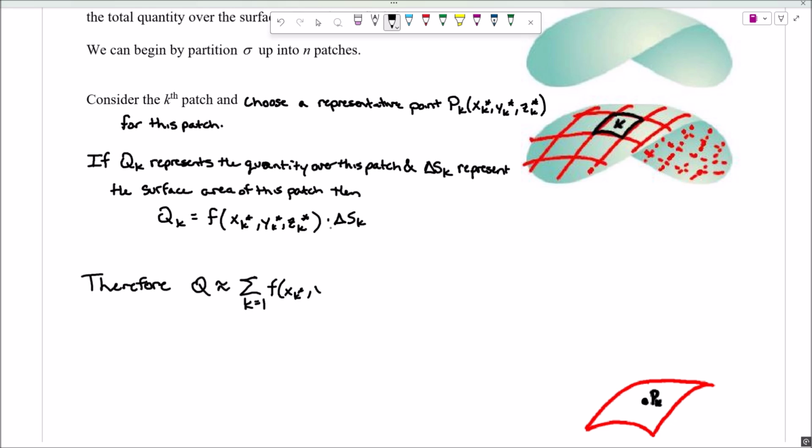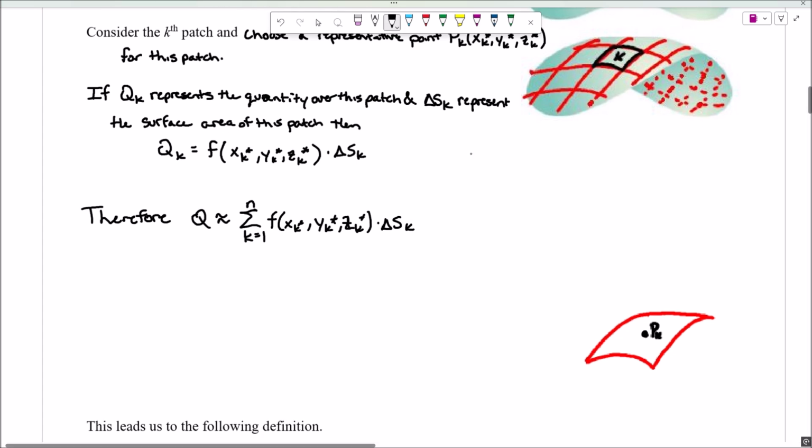So I could say, well, add up all of these different Q sub k's, given by my f evaluated at our special point times delta s sub k, and do that starting at patch 1 and going all the way to patch number n. And so we would then also suspect that I could make this approximation better and better if I didn't just use n patches, but what if I let the number of patches approach infinity?